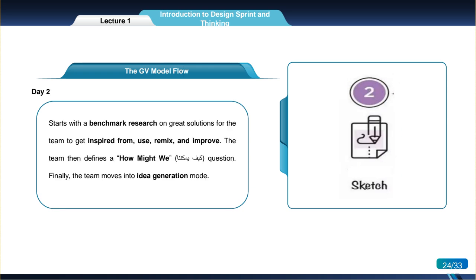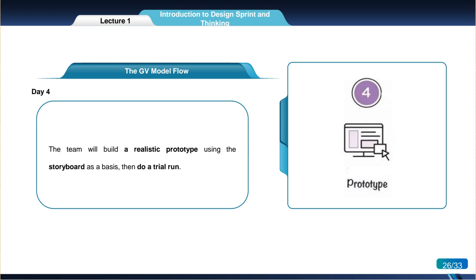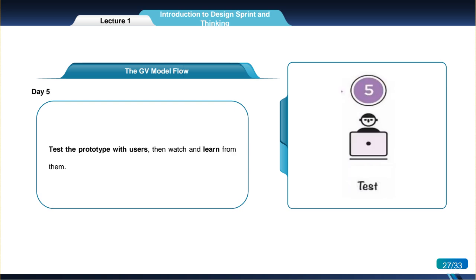The second day is the sketch day. It starts with the benchmark research inspired from or use or remix or improve. The team then defines how might we questions. And finally, it moves into idea generation. The third day, the team decides on the best solutions and moves on creating the storyboard. In the fourth day, the team will build a realistic prototype using the storyboard as a basis, and then do a trial run. Finally, in the fifth day, we test the prototype with users, then watch and learn from them.